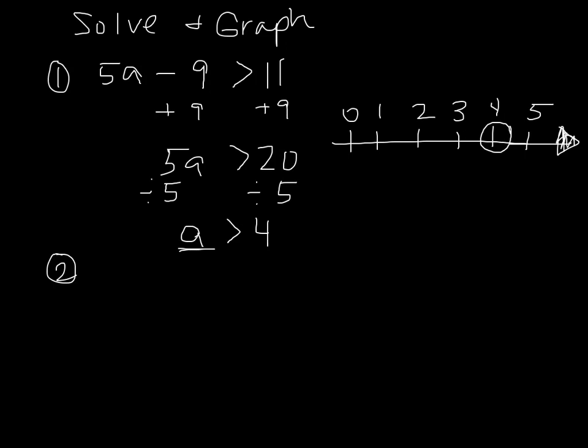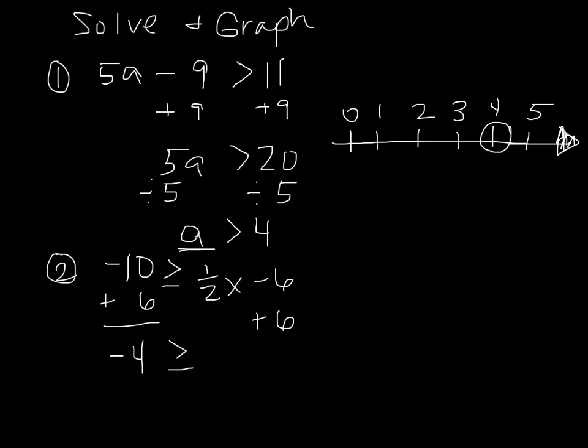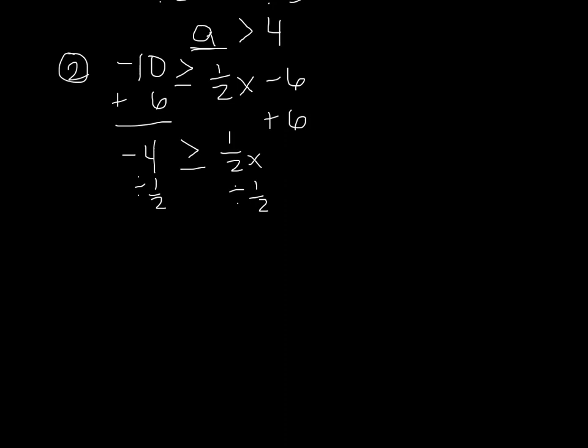Number 2. Negative 10 is greater than or equal to 1/2 x minus 6. Let's add 6 to both sides. So I would have negative 4 is greater than or equal to 1/2 x. I need to divide both sides by 1/2. If I have negative 4 divided by 1/2, it's the same as negative 4 times 2. So I would get negative 8 is greater than or equal to x.